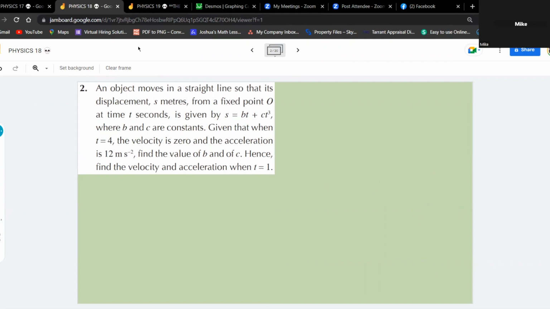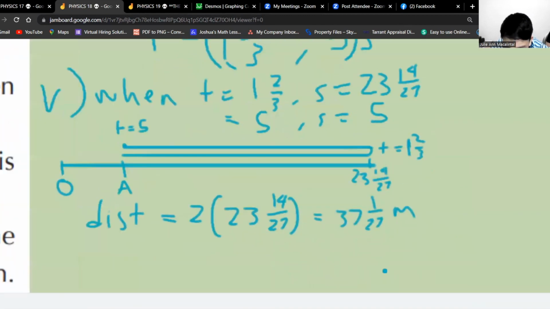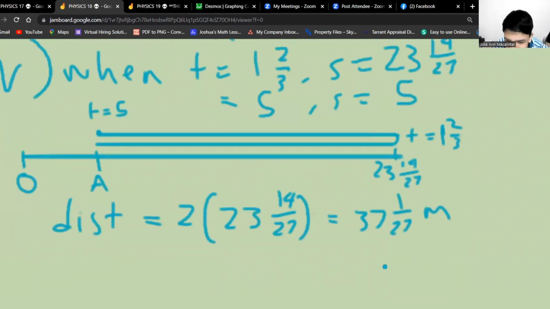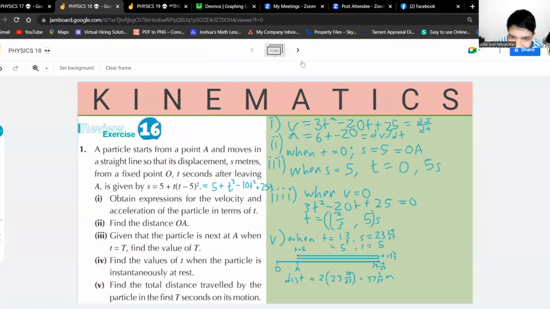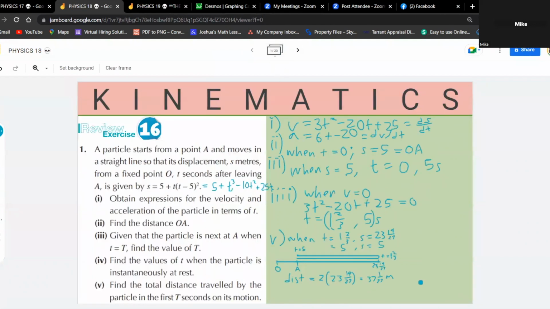Or 37 and 1 over 27. What are the units? Meters. Units in meters. 37 and 1 over 27 meters. Wait, it's already 6:05. So, we'll have to stop here.